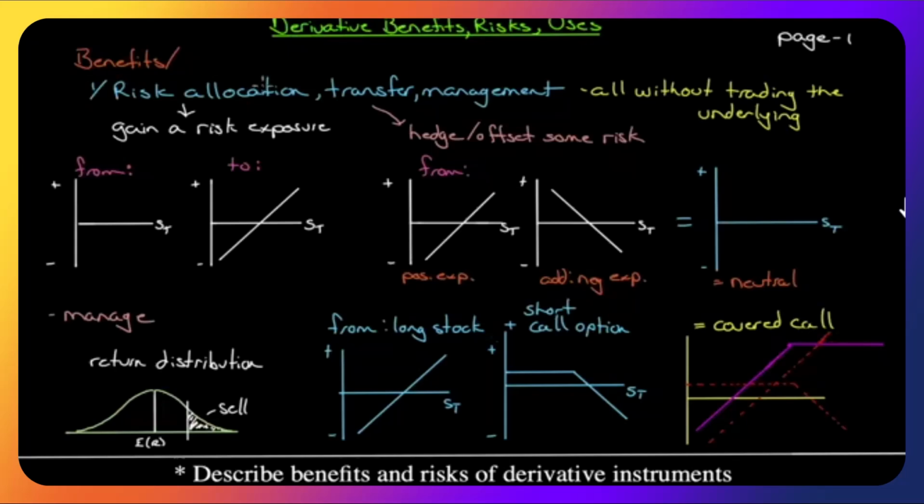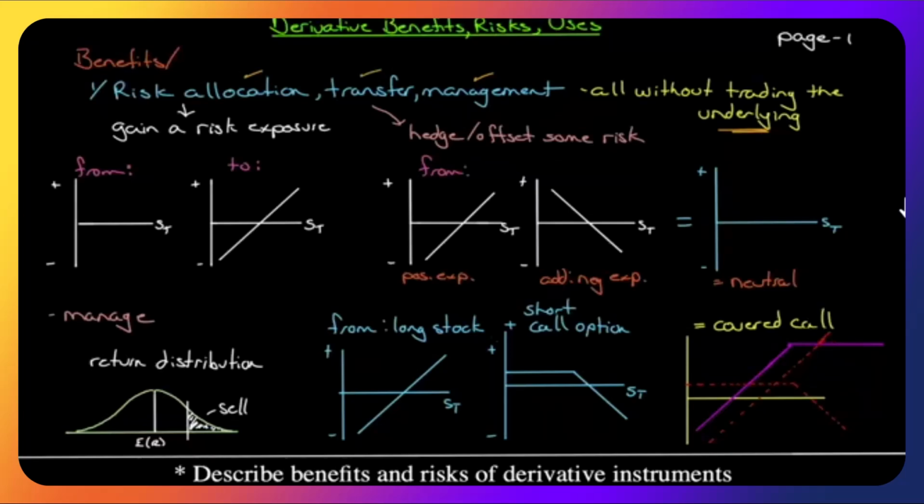So we have risk allocation, risk transfer, and risk management. And when you start to think about them, you may say, but aren't those all the same thing? And we can achieve all of this without trading in the underlying, just using derivatives. So let's talk about risk allocation.